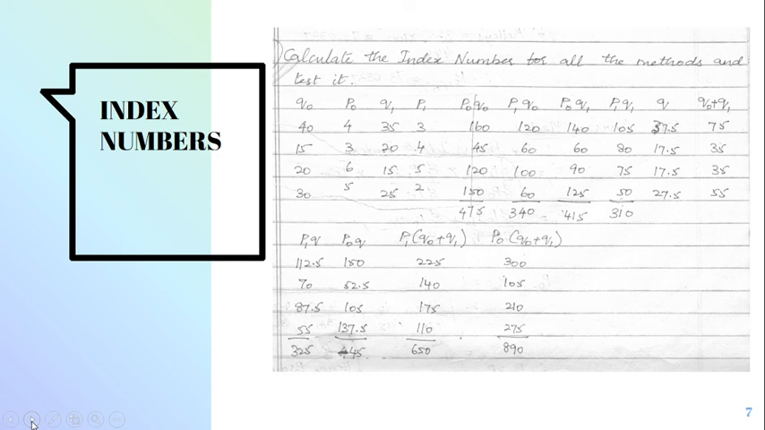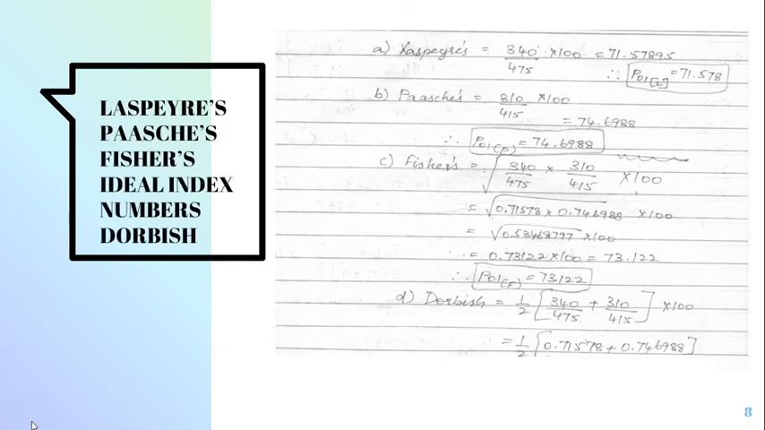Now that we have finished all the columns, all we have to do is to substitute the values in our formula and get our answer. So as per Laspeyres' formula it is 340 by 475 into 100. So the index is 71.57895. In Paasche's method, it is 310 by 415 into 100, which is equal to 74.6988. In Fisher's method, it is root of 340 by 475 into 310 by 415, the whole thing into 100.